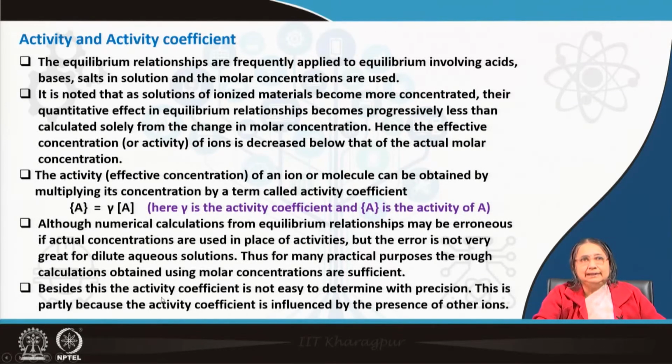Besides this, determining the activity coefficient is not a very easy task. We cannot determine it with precision, partly because the activity coefficient is influenced by the presence of other ions. So for practical purposes, we use the concentration term and ignore the activity coefficient. One reason is that it is very difficult to determine. Another is that for practical purposes it is sufficient to use the concentration. We do not always have to use the activity term.